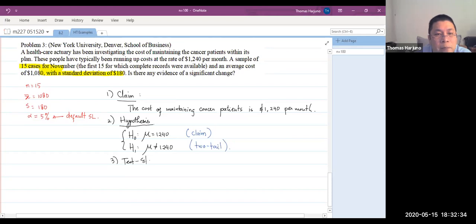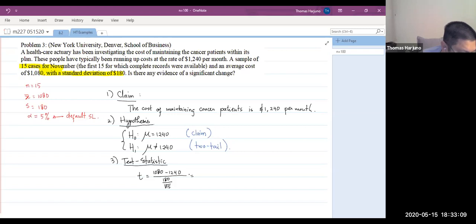Statistic. Use t equals 1,080 minus 1,240 over 180 over square root of 15. I get negative 3.4425.